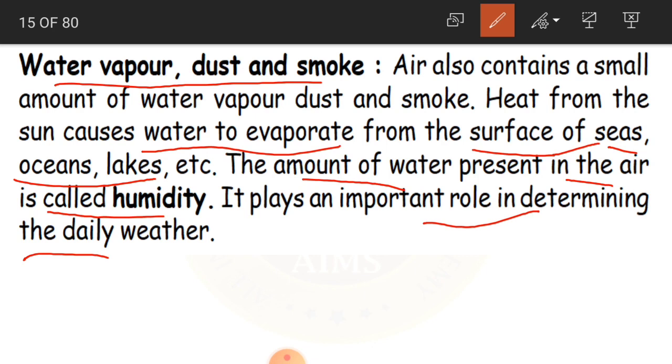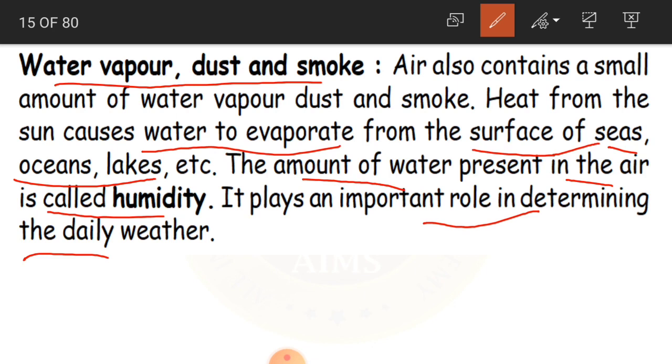So when there is so much heat in the climate or in the weather, what happens? Rain starts. This leads to rain. Why? Because after so much heat, the water bodies are going to get much heated. This water is going to evaporate and reach the sky. Clouds will be formed and then what happens? Rain is going to occur. So this is the process of the water cycle. We'll be learning this in more detail in your coming lessons, children. That is why we say that water vapor, dust and smoke play an important role in determining the daily weather. So we'll have rain, we'll have sun, we'll have heat and all this.